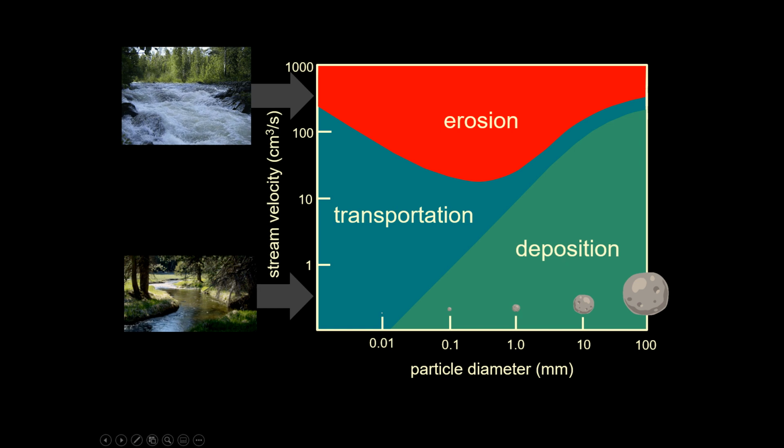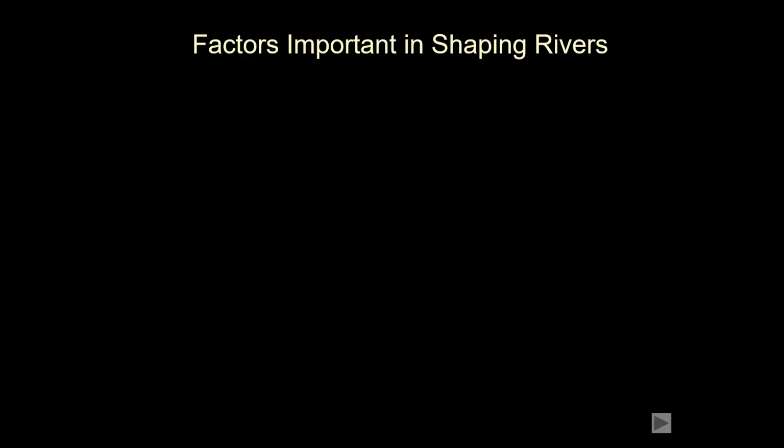So here we see in these two videos a faster moving stream that might represent where erosion is dominating, where material is being removed all the time, and then a slower moving stream which might result in some materials that are sort of pushed out of the way and left behind through deposition.